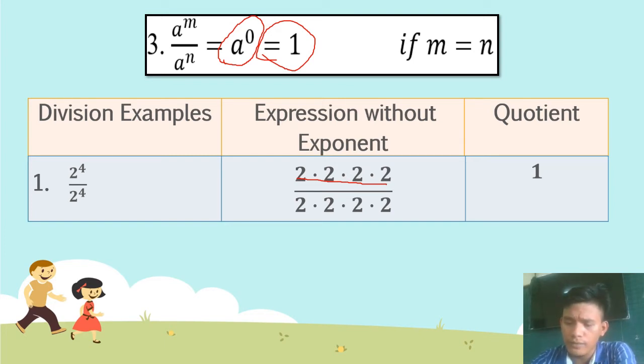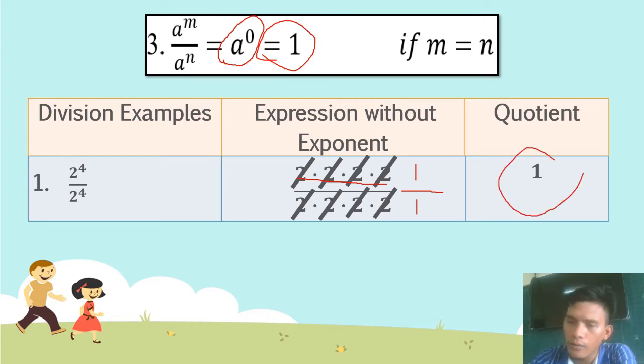So for this one, remember you can cancel out if they have the same numerator and denominator. So cancel out, cancel out, cancel out, cancel out. So no more numerator. All the numerators are cancelled out, then you put 1. All the denominators are cancelled out, you put 1. 1 over 1 is equal to 1.